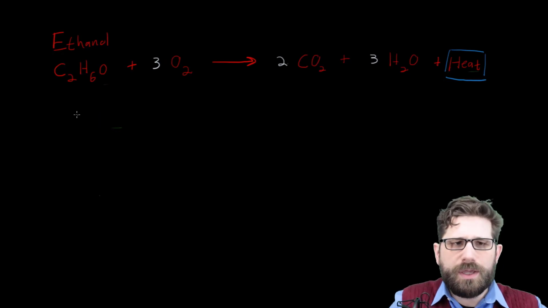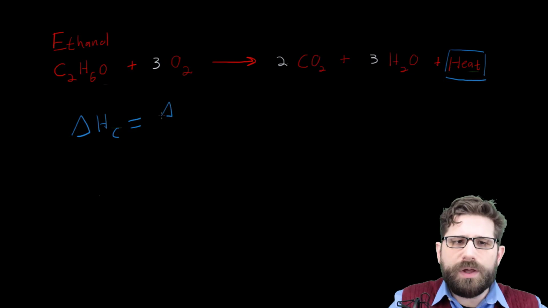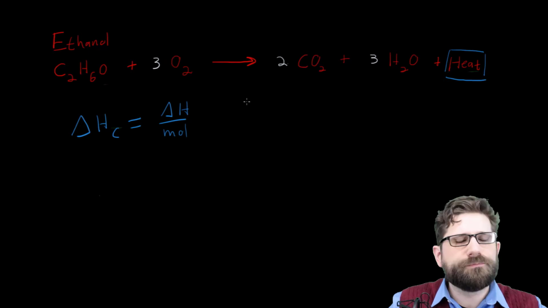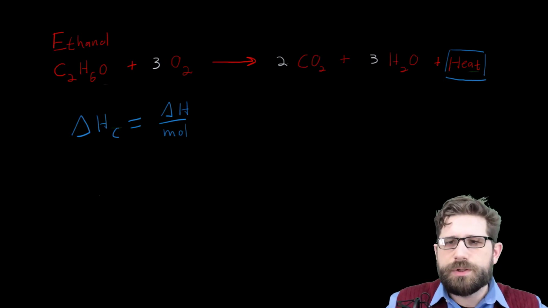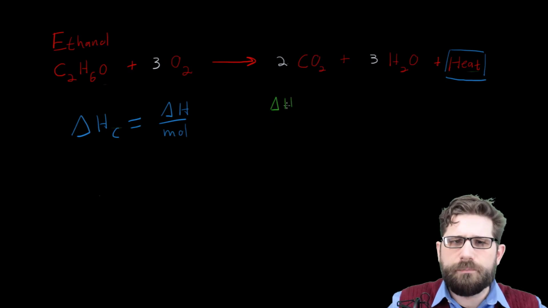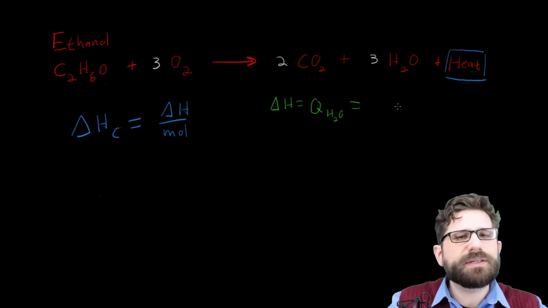So what we're going to be doing is calculating what's called the enthalpy of combustion for ethanol. So it's delta HC, C for combustion. And that calculation is just my change in enthalpy per mole of ethanol. So it's a very straightforward calculation. Let's start by figuring out the change in enthalpy. That is pretty straightforward because the heat we're measuring here is just the change in heat of the water that was in that flask. And that's a calculation we've done before.